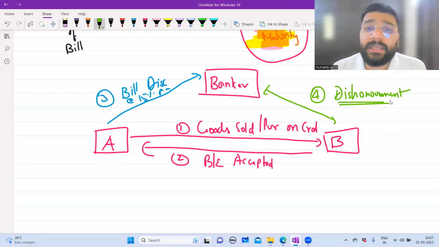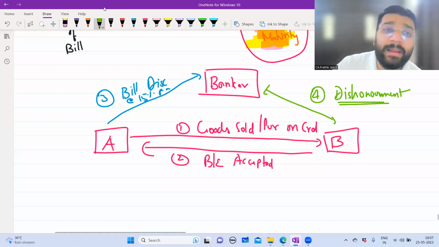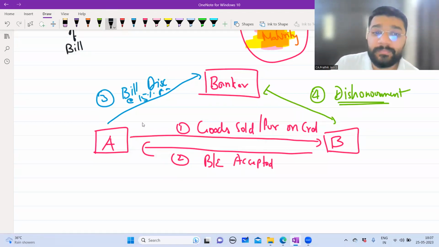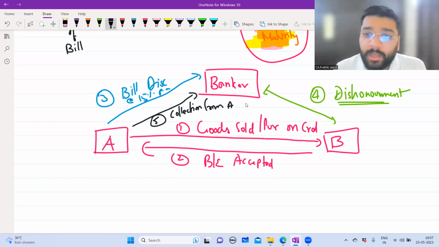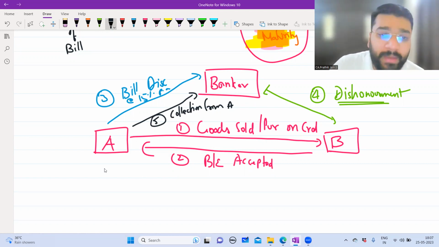Now, my dear friends, on the due date, on the maturity date, if the banker does not get the money from the customer, what would the banker do? Will the banker go to the court of law and collect the money from B? He'll collect it from A. So the fifth transaction is collection from A. Now the banker is out of the scene, and the scene is between A and B, that is, seller and buyer.